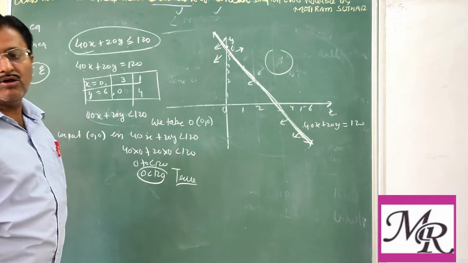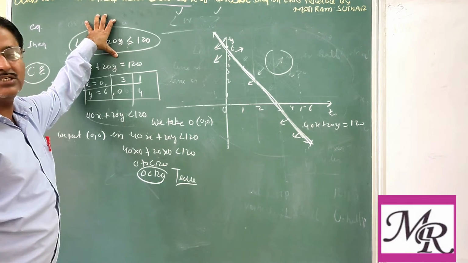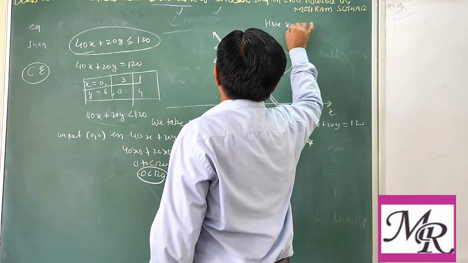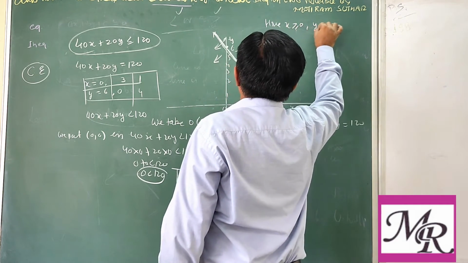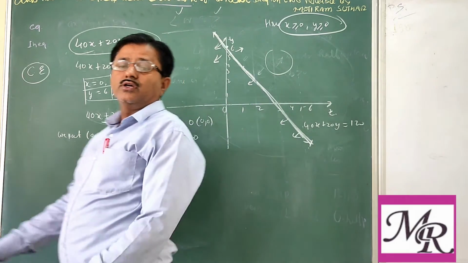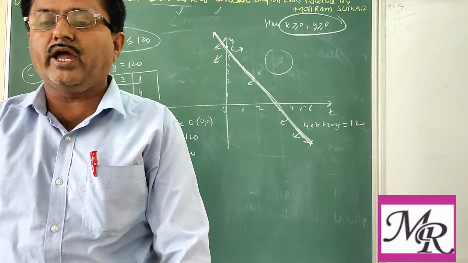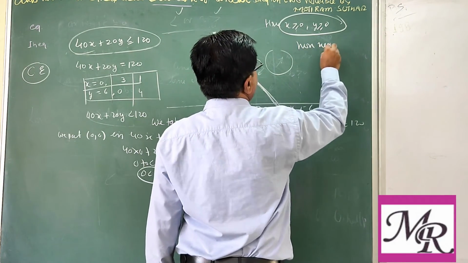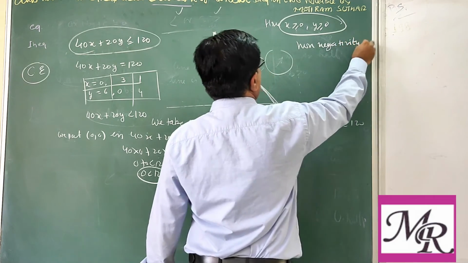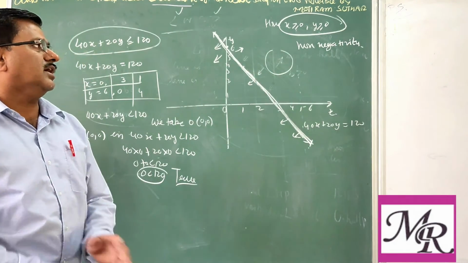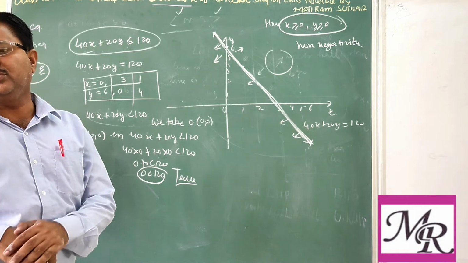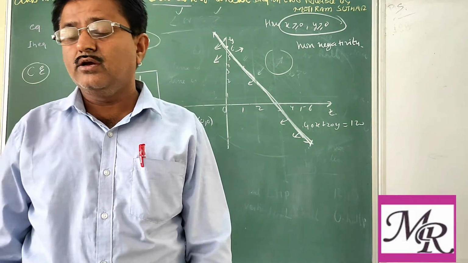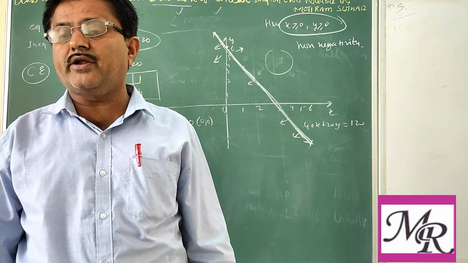Now one more thing I have already said: Sushila purchased the register and pen, and that is positive. So here x is greater than or equal to 0, y is greater than or equal to 0. This condition is known as non-negativity. Non-negativity means that the values of x and y will always be positive. They may be 0.